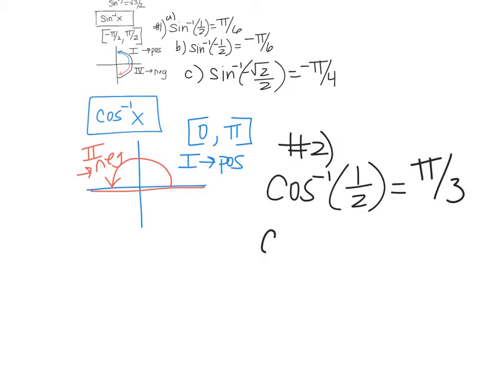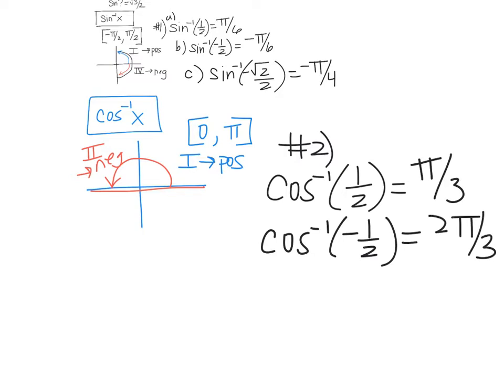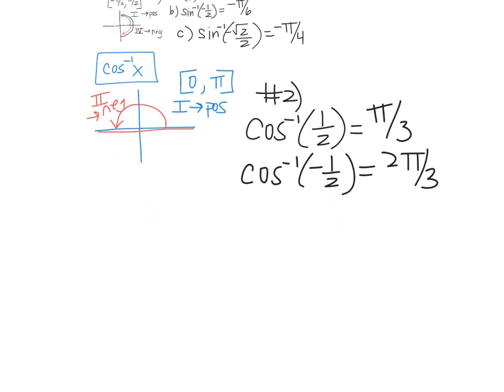Okay, so what would then be the cosine inverse of negative 1/2? It's not going to be negative pi over 3. That would give you a positive 2 pi over 3. Yes. So we're in quadrant 2. It's still the pi over 3 reference angle, but it's in quadrant 2. So it's 2 pi over 3. Okay, you remember these? Pretty good?